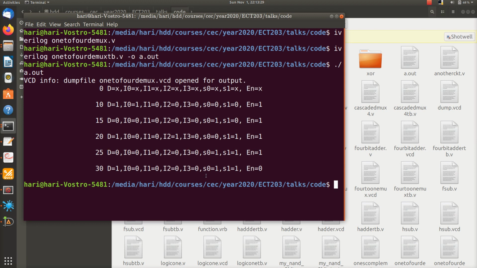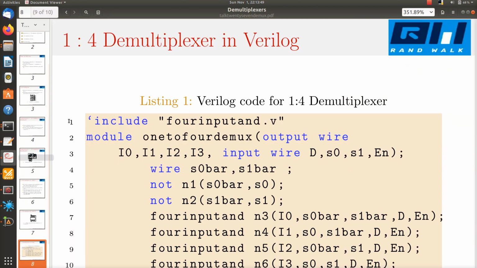Now when enable equals 0, whatever the previous output was, it remains at that. With enable equal to 0, the system does not work. So this is how I verify the operation of a 1 to 4 demultiplexer in Verilog.